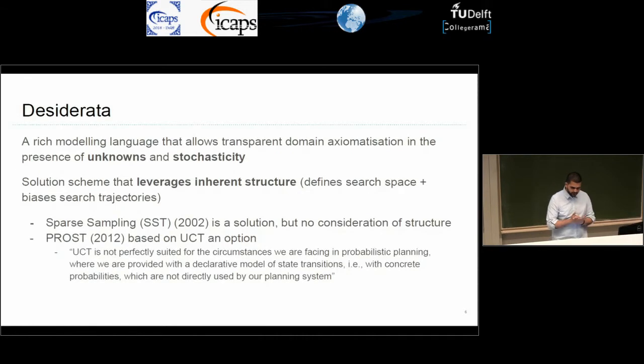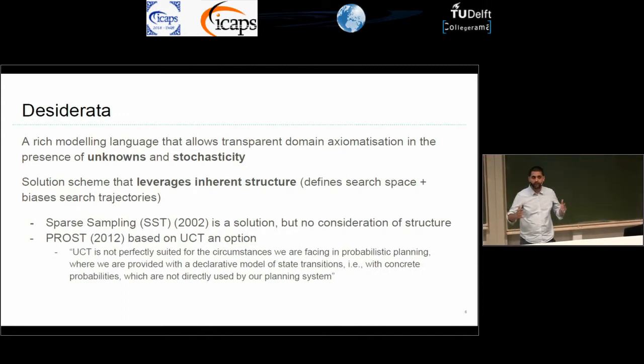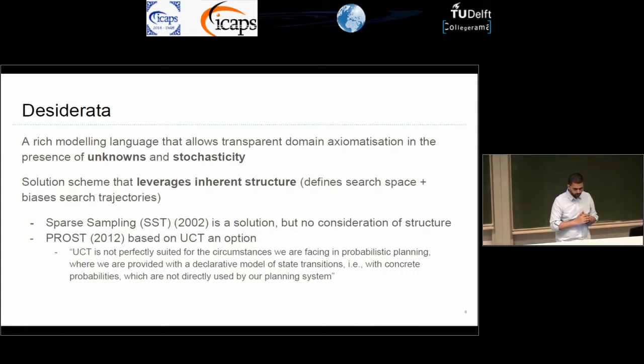So what got us thinking is that we might want to have a rich modeling language that allows a transparent domain axiomatization in the presence of unknowns and stochasticity. And we wanted to come up with a solution scheme that leverages the structure, right? There's no point providing a really rich language, and when it comes to computation, we just throw our hands up in the air and say nothing's possible. So we wanted to come up with a solution architecture that really leverages the structure.